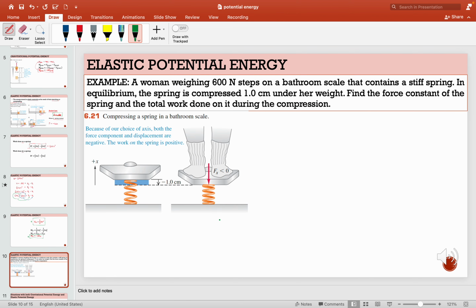Okay, so now here we have an example that is related to the elastic potential energy. We have a woman weighing 600 newtons who steps on a bathroom scale that contains a stiff spring, as shown in figure 6.21. This is our illustration. In equilibrium, the spring is compressed 1 centimeter under her weight.